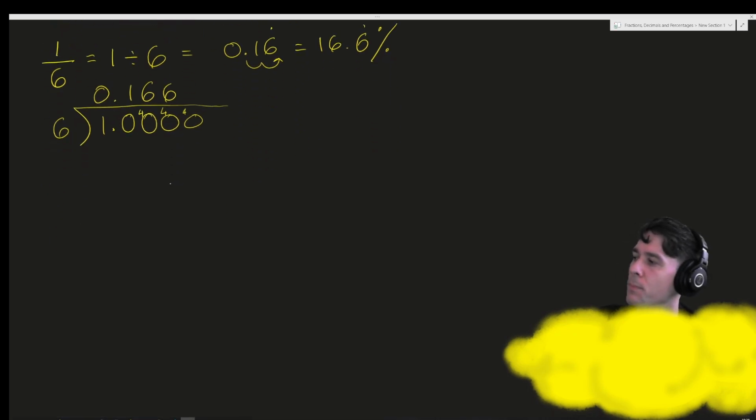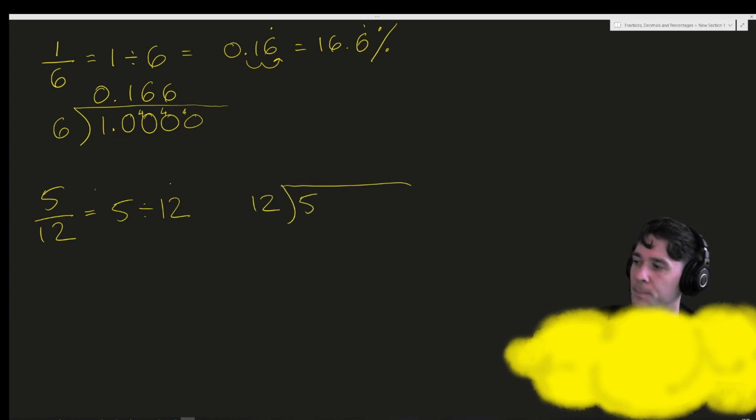Let's do one more of these trickier examples. Let's do 5 over 12. Now multiplying 12 to get to 100 is not so easy. We can do it if we're really confident with our times tables, but we're not going to do it that way right now. We're going to say this is equal to 5 divided by 12. In other words, 12 into 5.